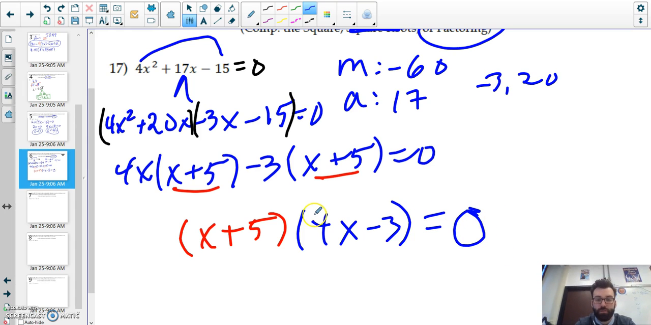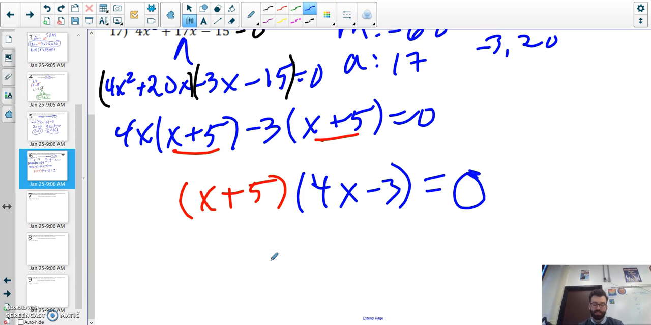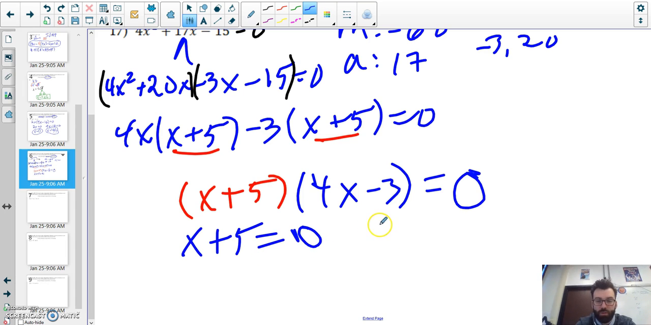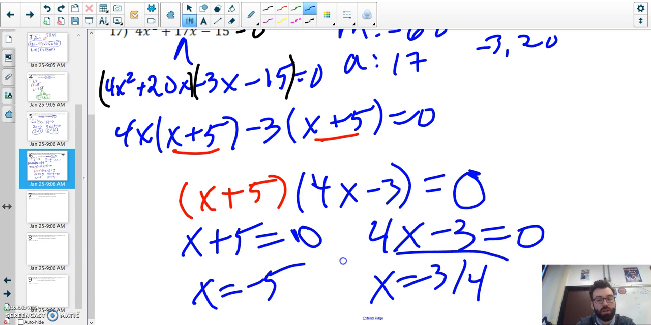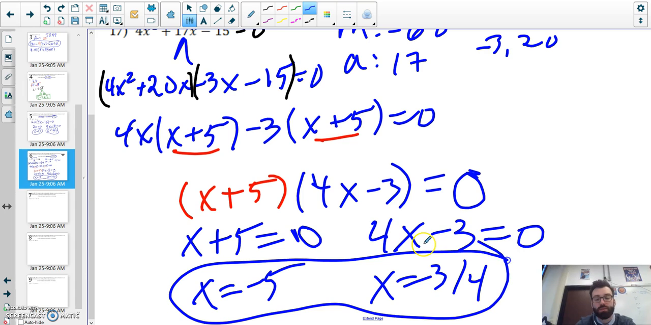Still not really working, is it? Okay. Zero product property says I can set each factor equal to 0, so I get x plus 5 equals 0. Some of you may be able to skip this step. That's totally fine. I don't understand why this is doing this. It's so frustrating. Holy buckets. X equals negative 5. X equals 3 over 4. Wowzers. Weird, wild stuff right there.